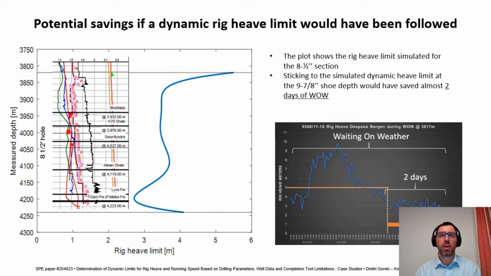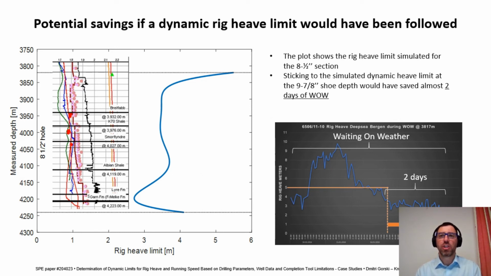As you can see from the roadmap on the right side, the rig heave limit is varying a lot over the simulated 8.5-inch interval, mostly driven by the available mud weight window. We had one very bad winter storm which hit us right at the beginning of the 8.5-inch section, and we experienced heave values of up to 10 meters.